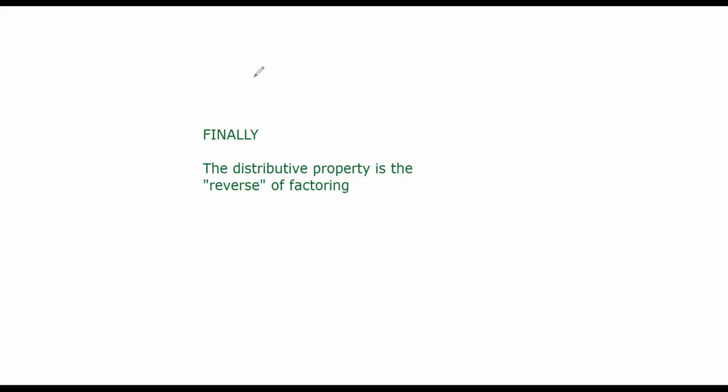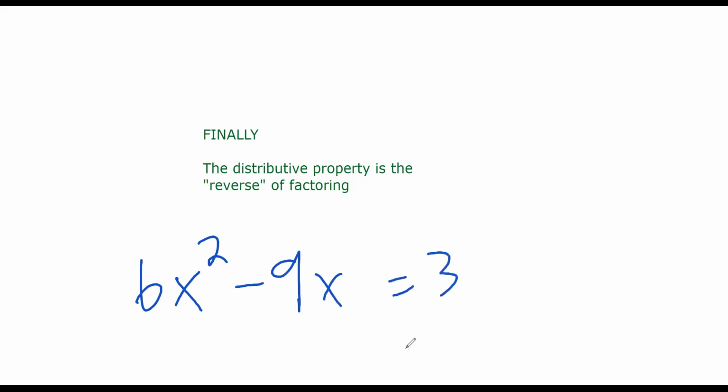For instance, we're going to see that something like 6x squared minus 9x. And you don't necessarily have to know how to do this right now. We're just peering ahead into the future. You'll find out that you can actually factor out the greatest common factor.